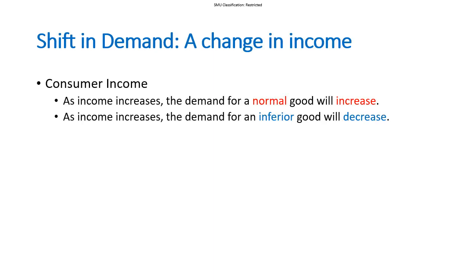Shifts in demand. Consumer income is a shifter of the demand curve. As income increases, the demand for a normal good will increase, represented by a rightward shift in the demand curve. As income increases, the demand for an inferior good will decrease, represented by a leftward shift in the demand curve.